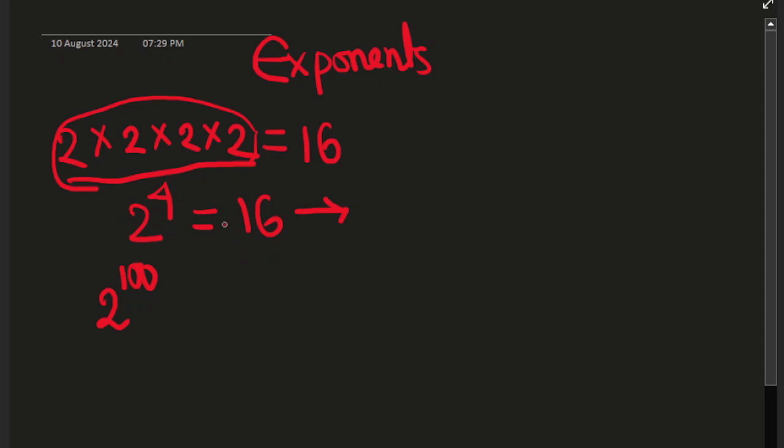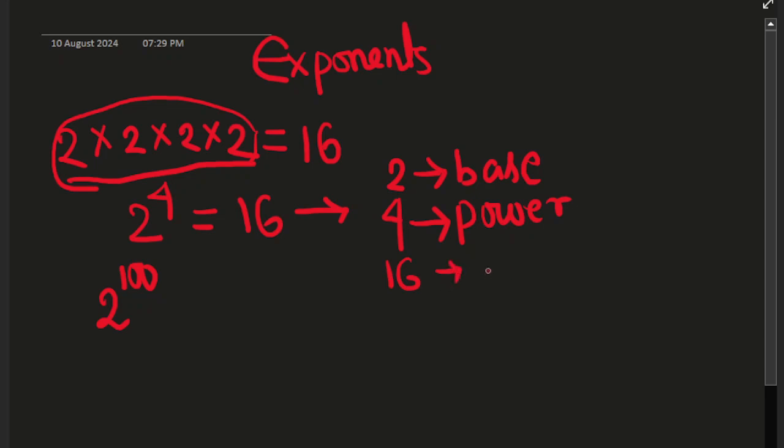Now, 2 to the power of 4 is 16. What is this 2 called? What is this 4 called? What is this 16 called? So let's learn about them. First, this 2. This 2 is called the base of the exponent. This is the base. This 4 is the power. And this 16 is the result of the exponent. This is the result.